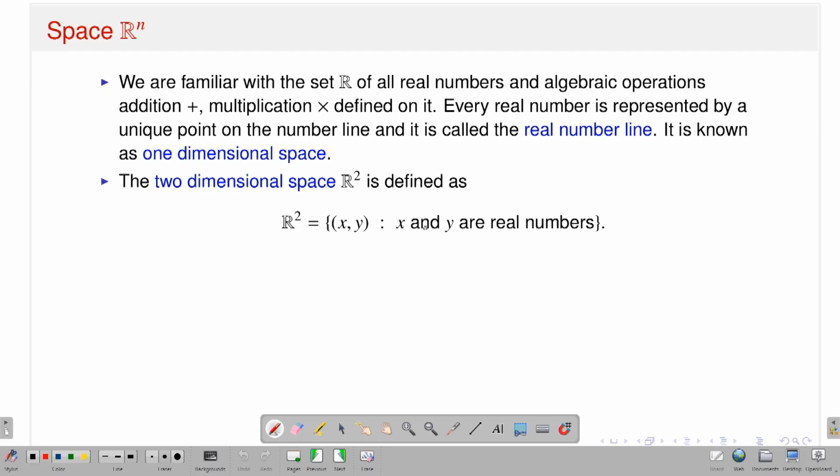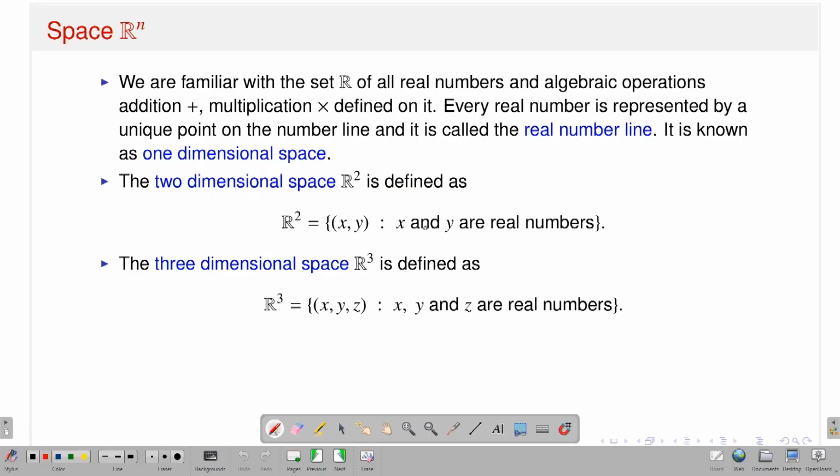For example, take the pair 3 comma 5. The first coordinate is 3 and the second coordinate is 5, which is not the same as 5 comma 3, which is a different point. So, if you change the order, it will denote a different point in the plane. So, the points x comma y and y comma x are different unless x equals y. Next, we move to the three-dimensional space.